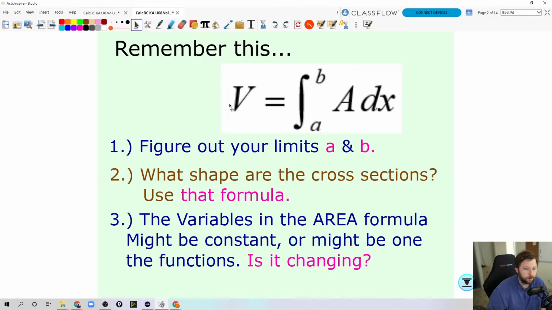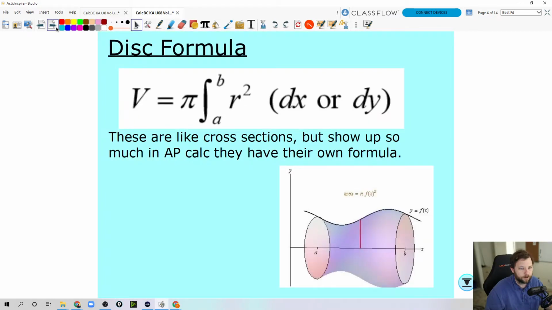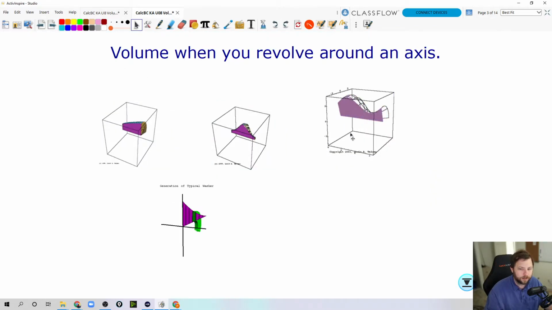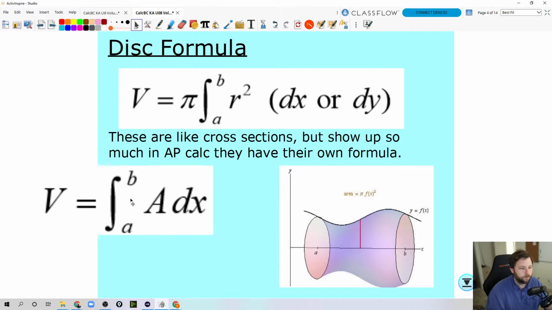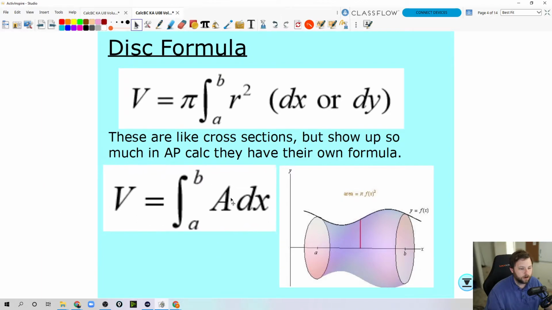And as a reminder, to find volume, the generic equation is that the volume is the integral of the area. You've got to find your limits and you've got to find the shapes. Well, the shape is a circle. So our disk formula, let's start there. This is without the hole in the middle, it's just filled in. And so like this shape right here, our disk formula is going to be pi times the integral from a to b of r squared. Very similar to the generic volume formula.